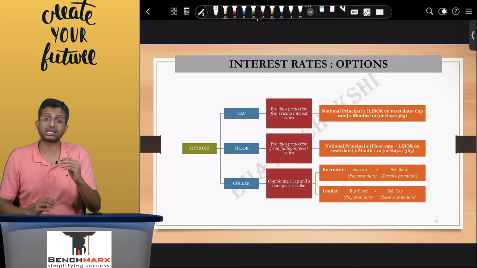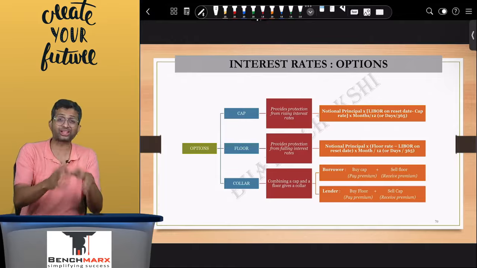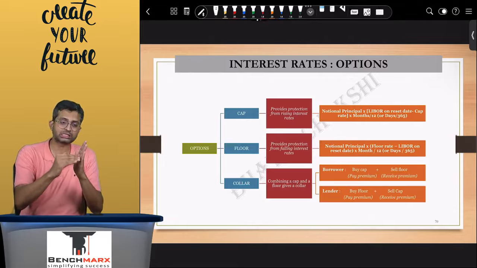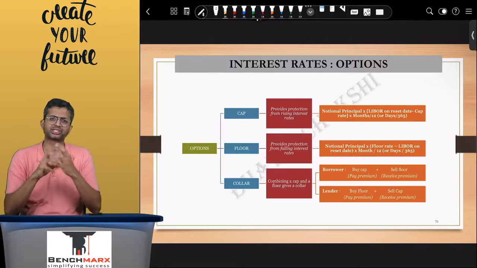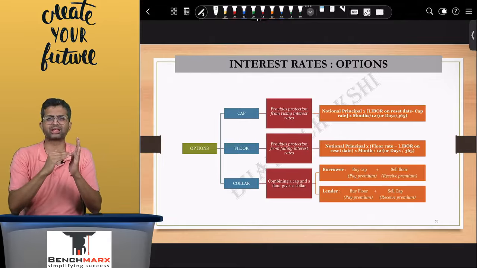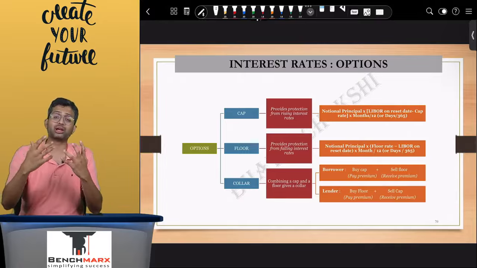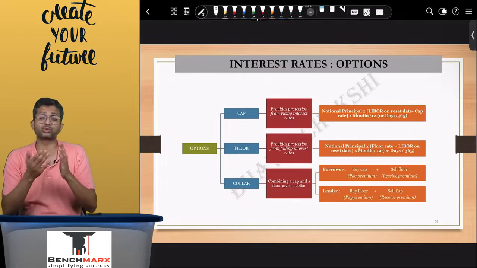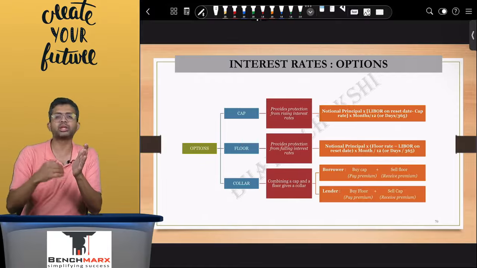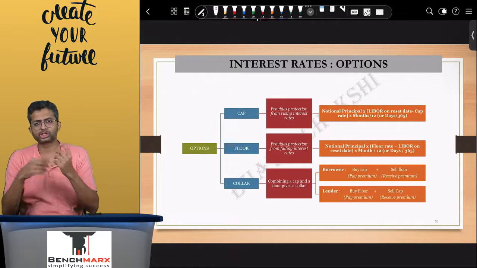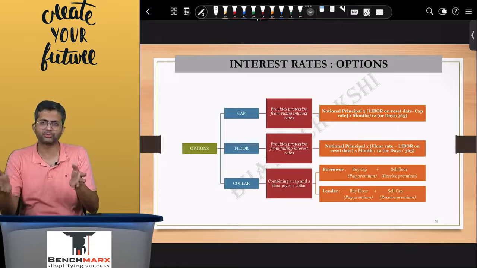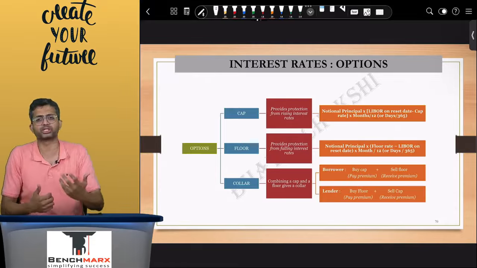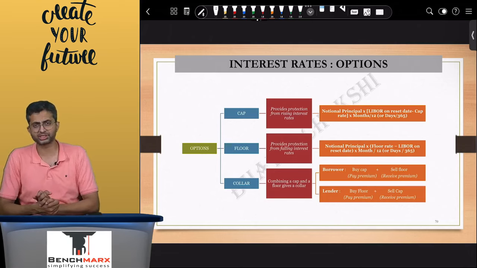A cap will be exercised if your actual rate, let's say like LIBOR, crosses the exercise rate. So for example, it's greater. So if your exercise price is 10% and your LIBOR becomes 11%, 12%, 13%, that is when the cap will get exercised, whereas the floor will get exercised if the rate is below. So if your floor rate is for example 4% and the market rate becomes let us say 3%, 2%, 1%, that is when the floor will get exercised.